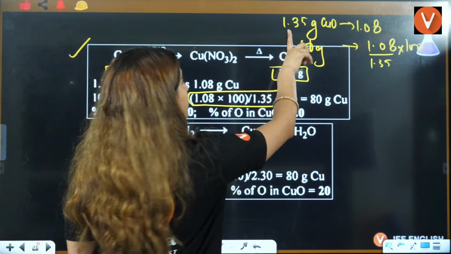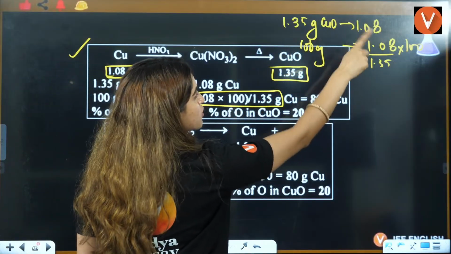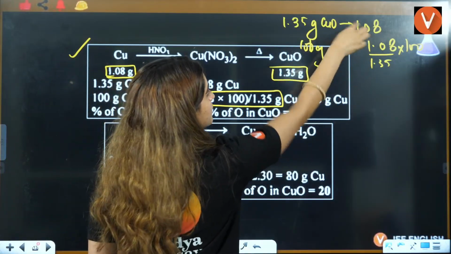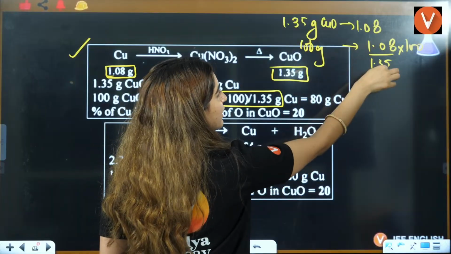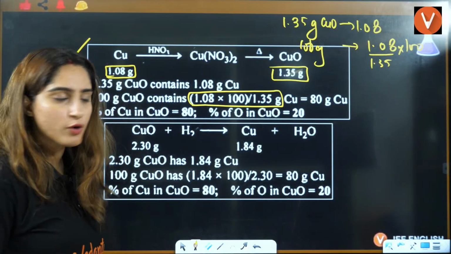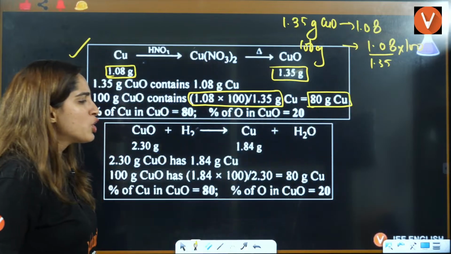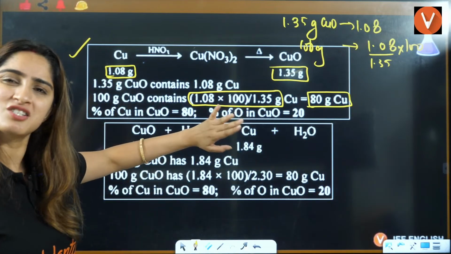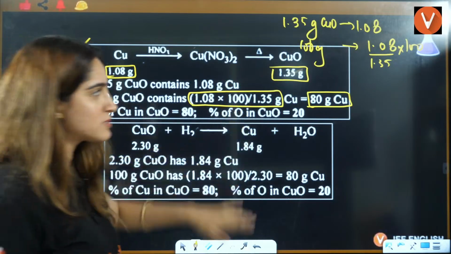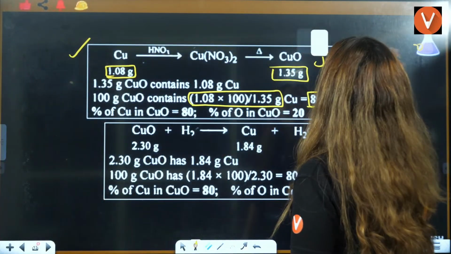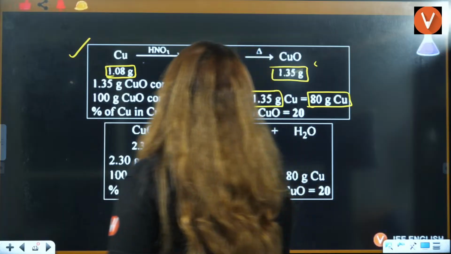So here this much copper oxide is giving you this much of copper. 1 gram will give you this by this, and 100 will give you multiplied by 100, right? Okay. So answer will be this. You will have 80 gram of copper here. You don't need to calculate the percentage. Just remember that 80 gram of copper is there, right? Same thing I'll do here.